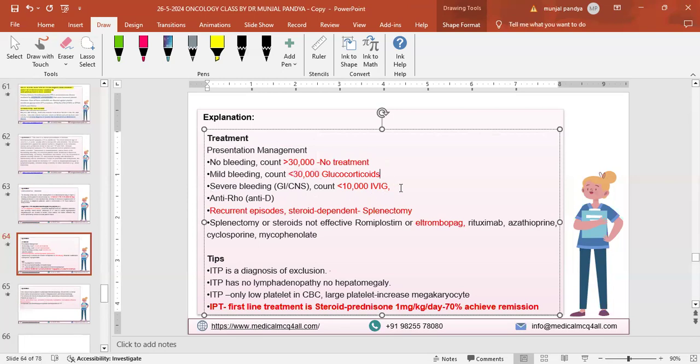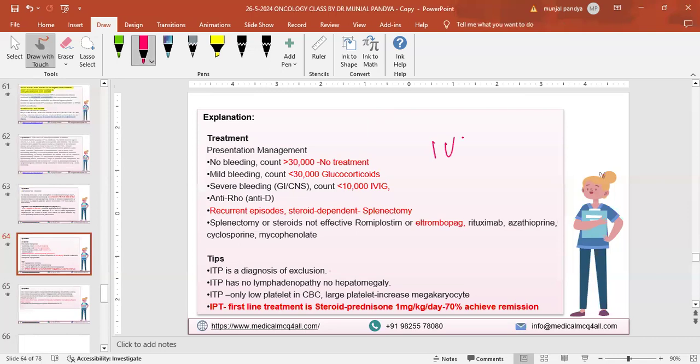IVIG and anti-D. So there is one more high yield question. Every time they ask in the exam, when are IVIG and anti-D used? IVIG means intravenous immunoglobulin. But this is the same as what we do in Rh incompatibility, in the mother and baby, right? So same anti-D. These are given in only two conditions.